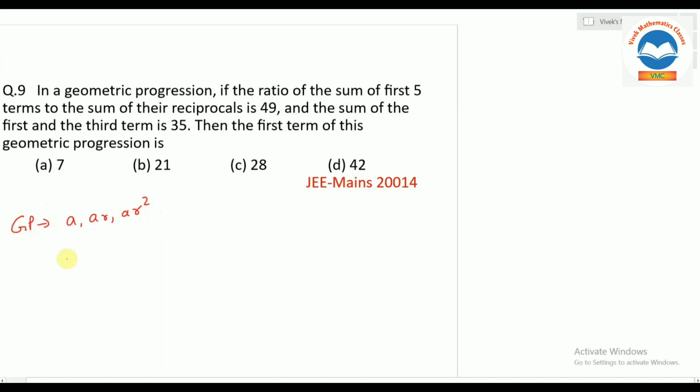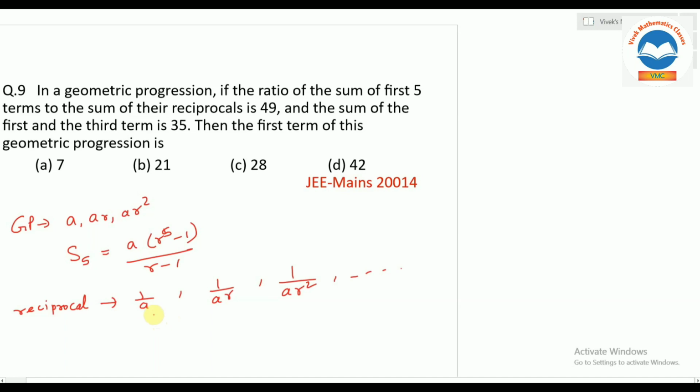For this GP, they are saying the sum of 5 terms, S5. So what will that be? a into r to the power 5 minus 1 divided by r minus 1. Now the reciprocal. What will the reciprocal be? The reciprocal will also be a GP. So that will be 1 by a, 1 by ar, 1 by ar square, and so on. So here the first term will be 1 by a, and the common ratio will be 1 by r.